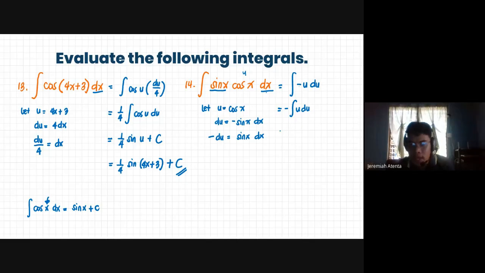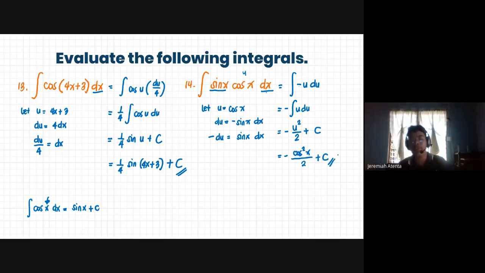So we can apply the, what do you call this? Chain rule. So you have negative of u squared over 2. Diretso na ha, okay lang. Then we have plus c. Or this is just equal to negative of, who was our u again? Cosine pala. Negative of cosine squared x over 2 plus c, because it is squared. So you can have that one as your final answer.